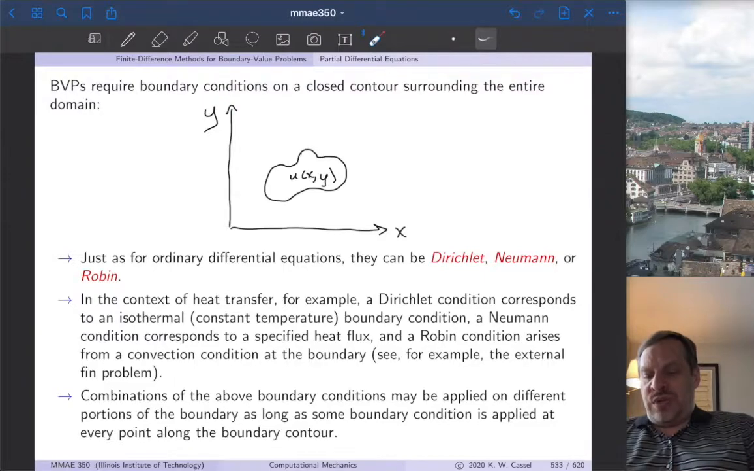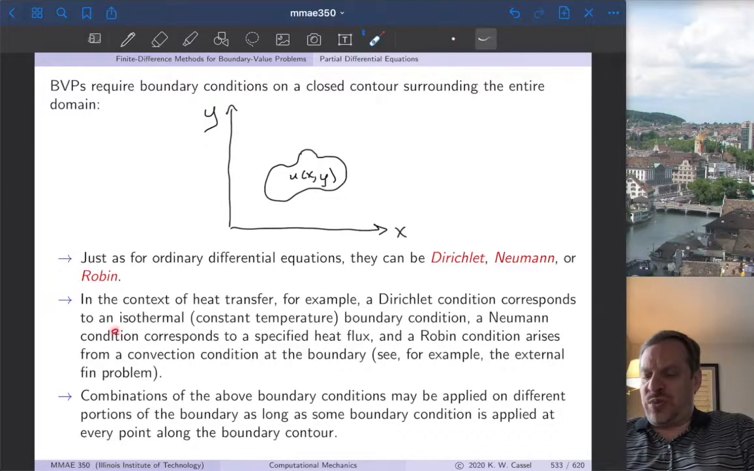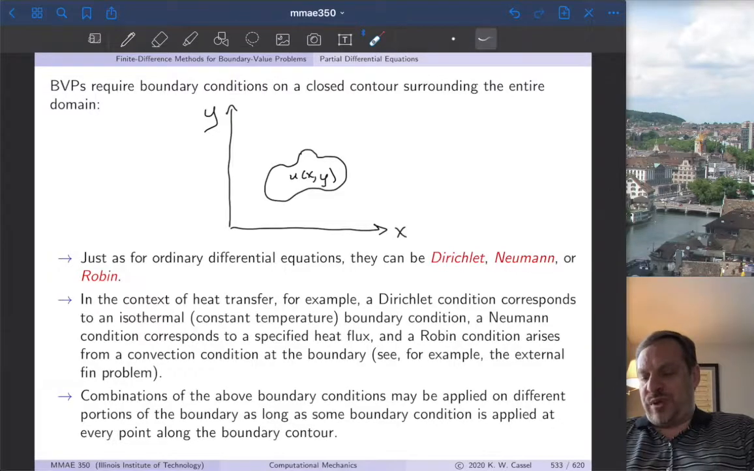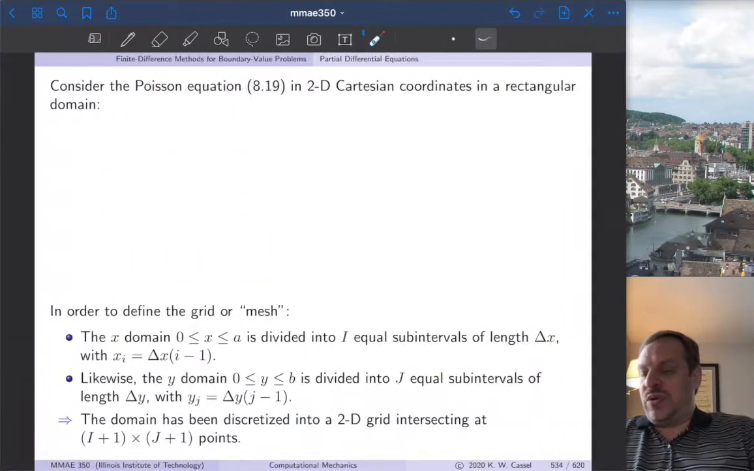And as with the ODE case, they could be Dirichlet, Neumann, or Robin. So a Dirichlet boundary condition in heat transfer context is like an isothermal or constant temperature boundary condition. Neumann corresponds to a specified heat flux, and a Robin corresponds to a convection condition. We saw all three of those cases in the last couple of videos. So we need a boundary condition on every point along the boundary. They could be different. So you could have Dirichlet on a portion, and then another portion has Neumann, and another portion has Robin. But you just have to have a boundary condition all the way around.